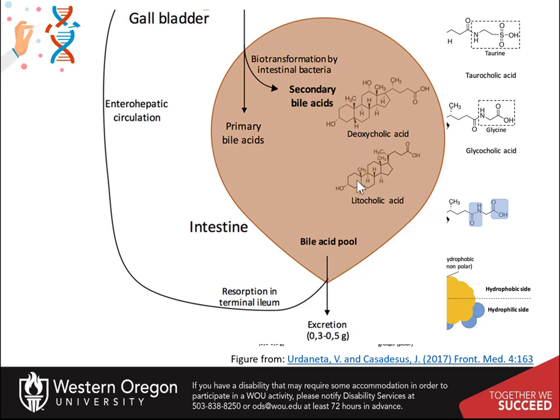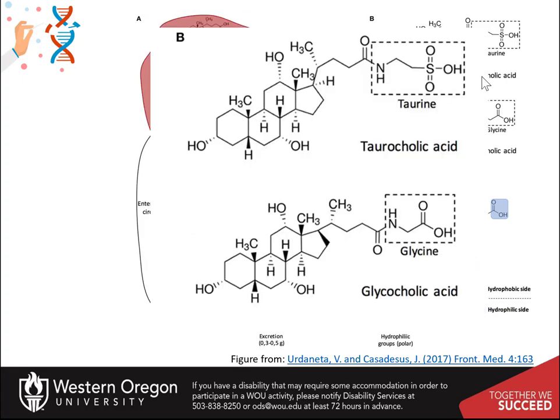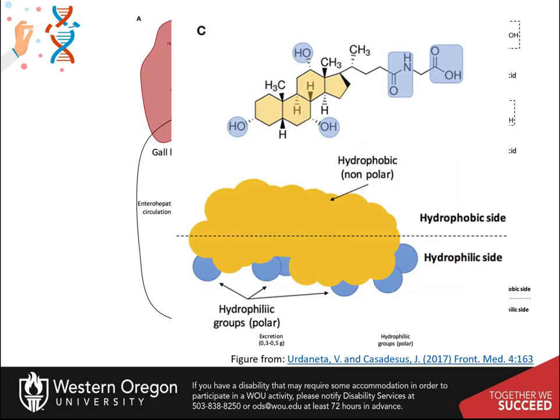The pool of bile acids and bile salts can then be used for digestion or transported and reabsorbed through the enterohepatic circulation or excreted. Bile acids can further be modified by the addition of taurine or glycine. Overall, these modifications make bile salts more amphipathic. In the core structure, the hydrophilic portions of the molecule are localized to one face, whereas the hydrophobic portions are facing the other side. The hydrophobic portions are shown in yellow, and the hydrophilic portions are shown in blue.